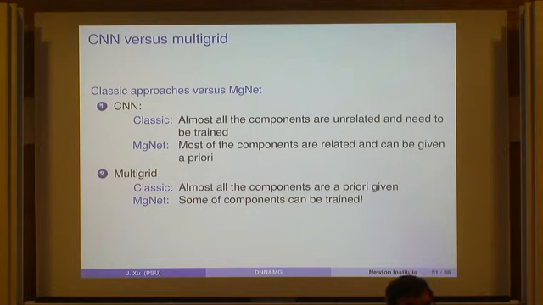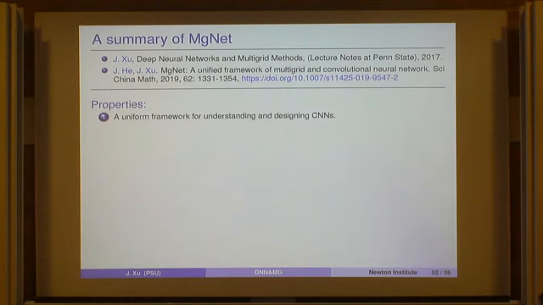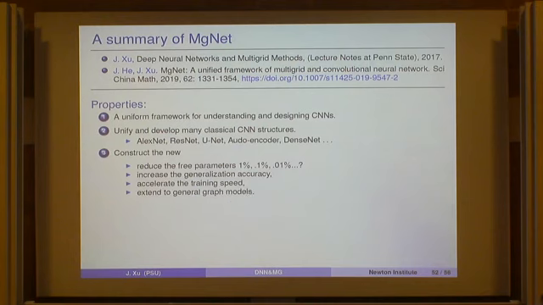So my proposal is that you have to compromise in both cases. In CNN, you should not train everything, you should give some mathematics. In multigrid, you should not give everything. That's something maybe you need to train. Anyway, I wrote some papers on this. There's several things I want to mention. Using this framework, I can unify and actually get ResNet, for example, one of the most important variations of convolutional neural networks. And we can actually derive this method mathematically.